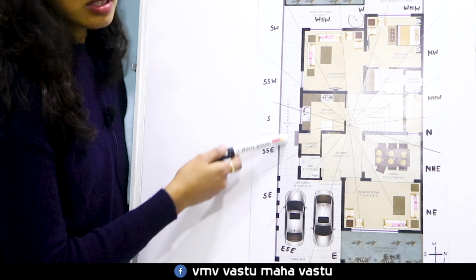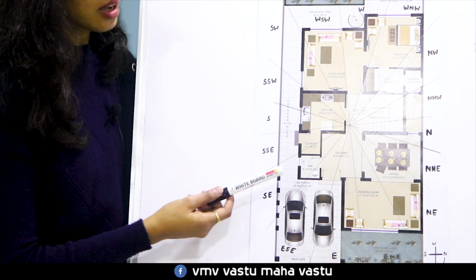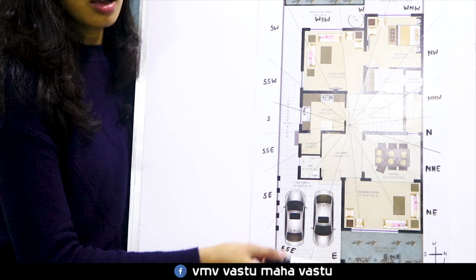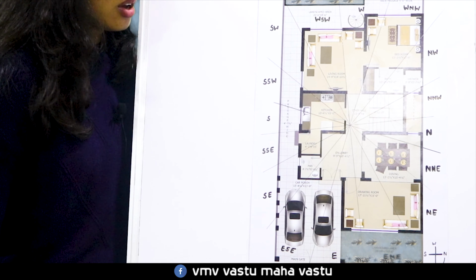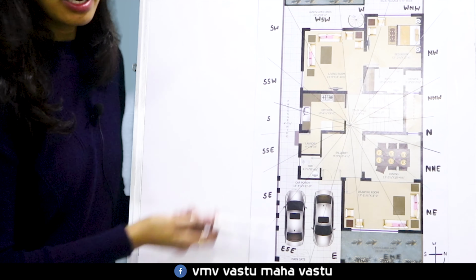So what we'll be suggesting, if the house is already constructed and we cannot do anything with the tiles, is to use any kind of mat, a whole mat in the porch area, or you can paint the tiles. If they can't change the tiles, they can paint the tiles with the favorable color.